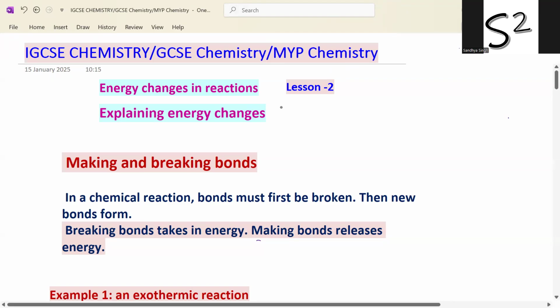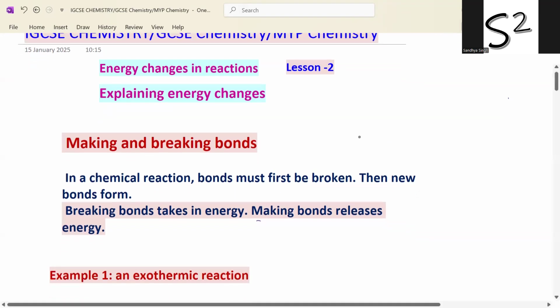Students, in the last session we studied what exothermic and endothermic reactions are. We studied that in exothermic reactions energy is released, and in endothermic reactions energy is absorbed. We studied examples of exothermic and endothermic reactions in the previous lesson.